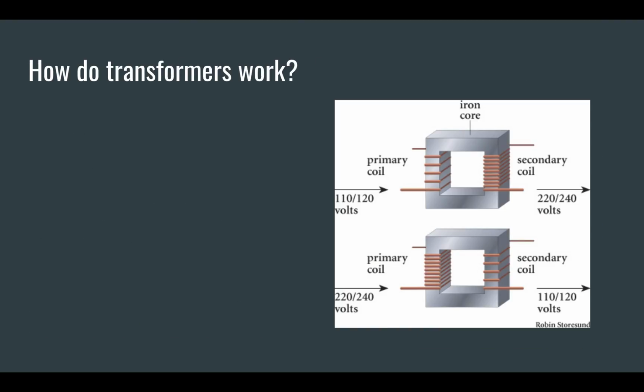So how do transformers work? We have a diagram here of two transformers. The first one here is called a step-up transformer, and the second one here is called a step-down transformer. I would recommend drawing a diagram of these in your notes. So step-up transformer, step-down transformer. Each transformer has two sets of coils wrapped around an iron ring. So we have our iron ring, our iron core here, and we have a primary coil and a secondary coil on both of these.